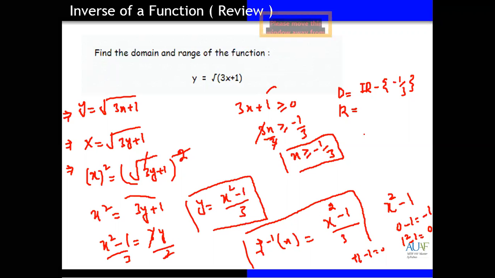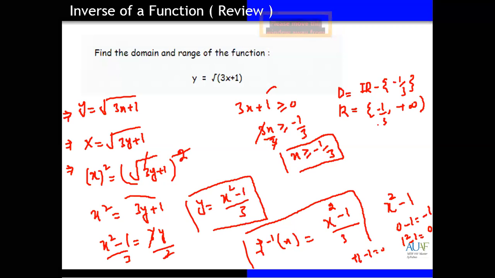So the range will be from what? The range will be from minus 1 till plus infinity, because only for 0 the result is minus 1. Actually, we have minus 1 over 3 when x is 0, so this will be minus 1 over 3. So the range is from minus 1 over 3 till plus infinity.